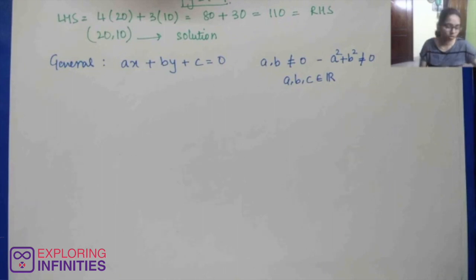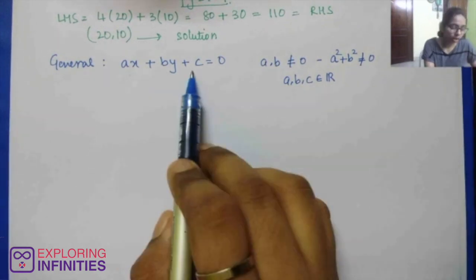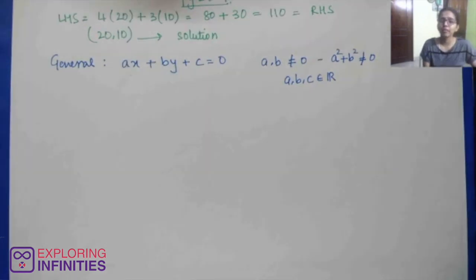So here a, b, and c are constants, and x and y are variables. It's not necessary that every time you have x and y as your variables. It can be m, n, p, q, anything can be a variable, and a, b, c are real numbers always.